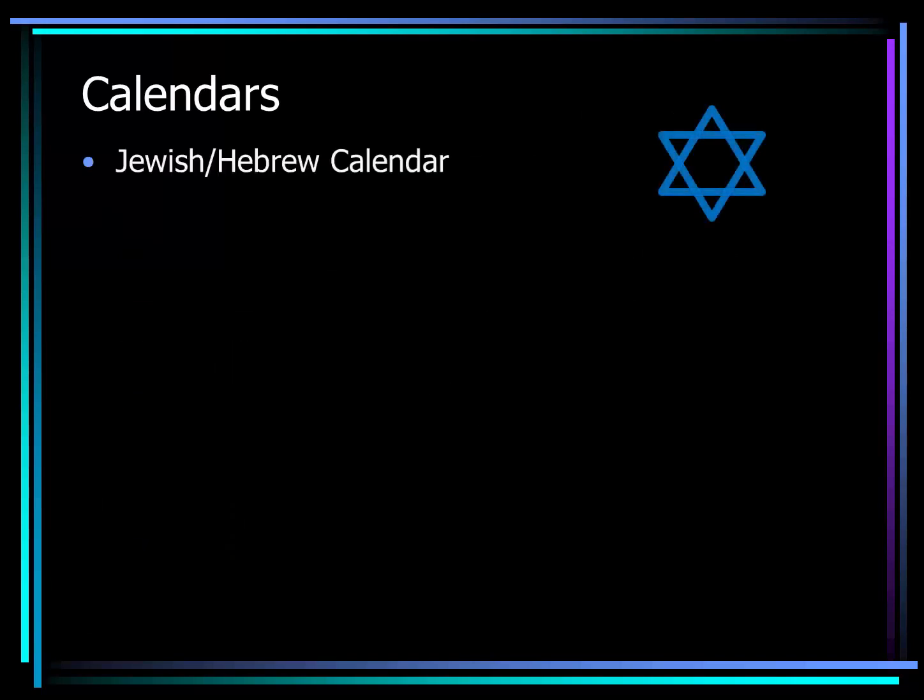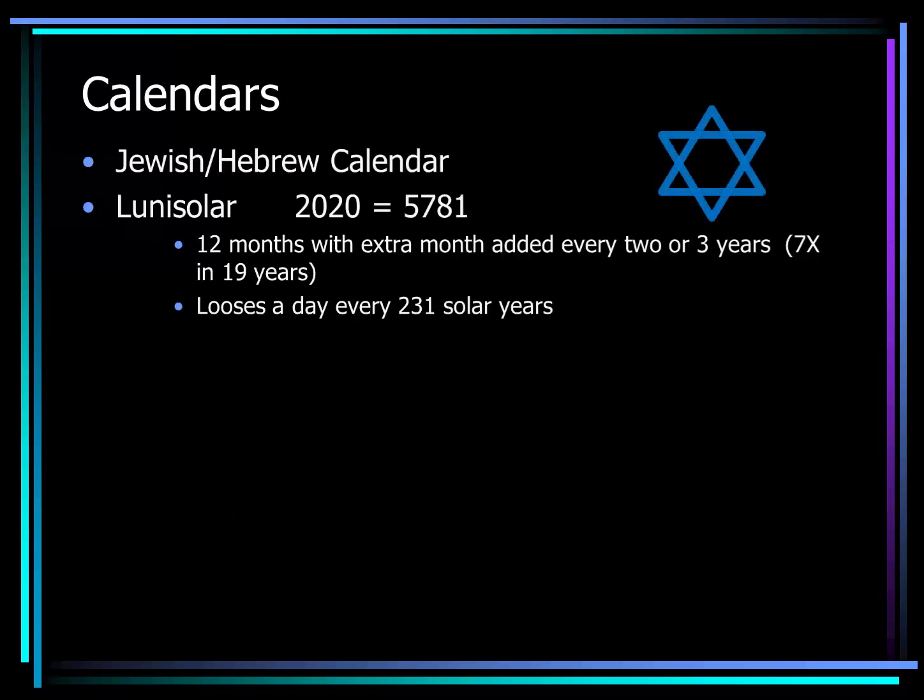The Jewish or the Hebrew calendar is a very old calendar. The year 2020 will be the year 5781 in the Hebrew calendar. This is a 12-month calendar, although every 2 or 3 years it's a 13-month calendar. That totals 7 times in 19 years that there's a 13-month year. This is a very accurate calendar, although it's off by approximately 1 day every 231 solar years.